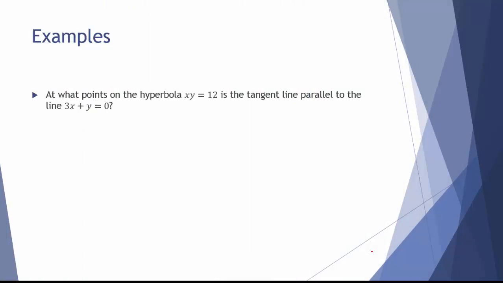At what points on the hyperbola xy equals 12 is the tangent line parallel to the line 3x plus y equals 0?